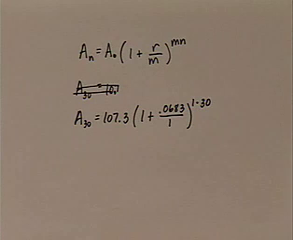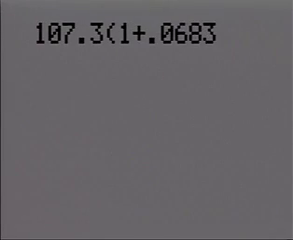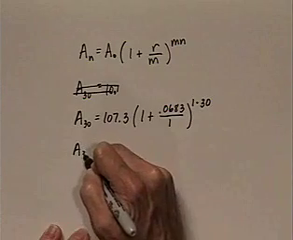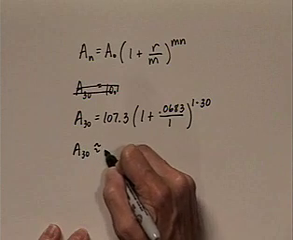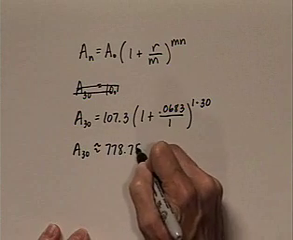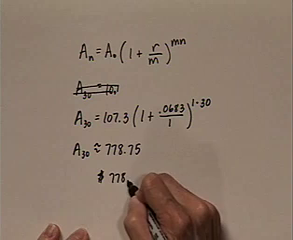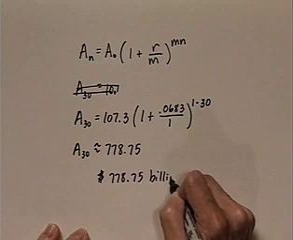We can pick up a calculator and get a number again. On our calculator, we'll do 107.3 times 1 plus 0.0683 divided by 1, which I'm not going to enter in the calculator. And I'll raise that to the 30th power. Looks like that number is 778.75 if we were to round. So let's write that A30 is approximately 778.75. Now we need to interpret our answer. This means that the government would owe $778.75 billion.